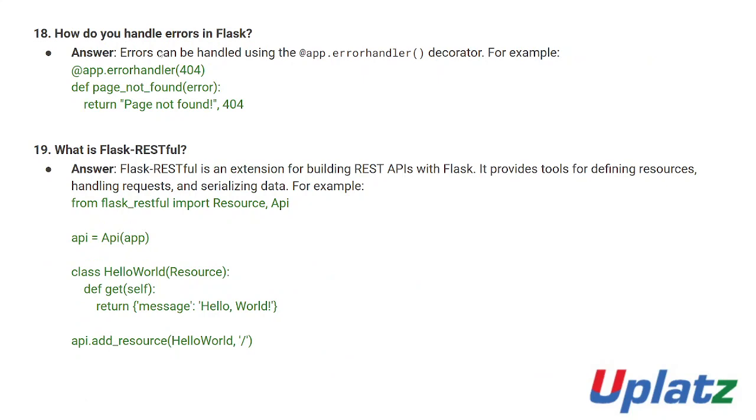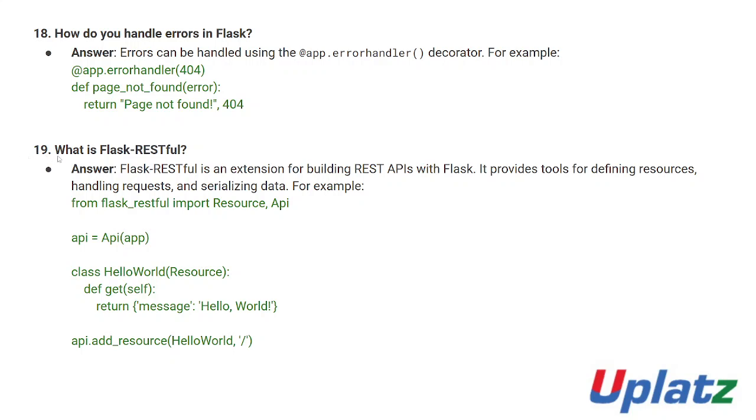18. How do you handle errors in Flask? Errors can be handled using the @app.errorhandler decorator. For example, @app.errorhandler(404) def page_not_found(error): return 'Page not found', 404.